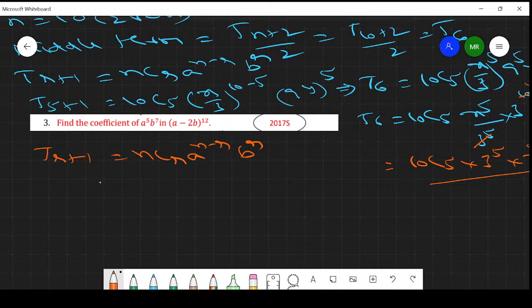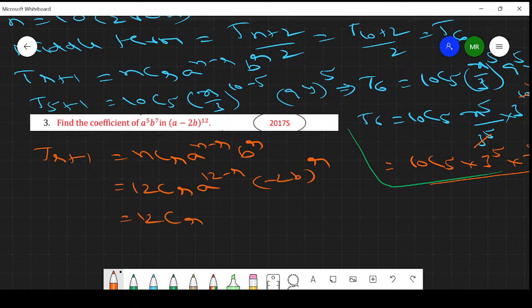Then you substitute. What is the n value here? 12. 12Cr, a means a only here, a power 12 minus r. In the place of b, we have minus 2b, so minus 2b whole power r. You write that. Right, you can write like this. Now I am going to simplify this one: 12Cr, a power 12 minus r, minus 2 whole power r, b power r.